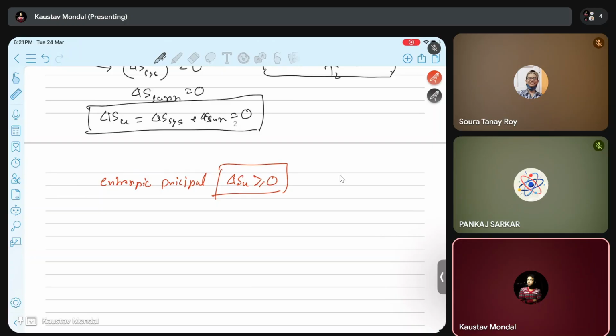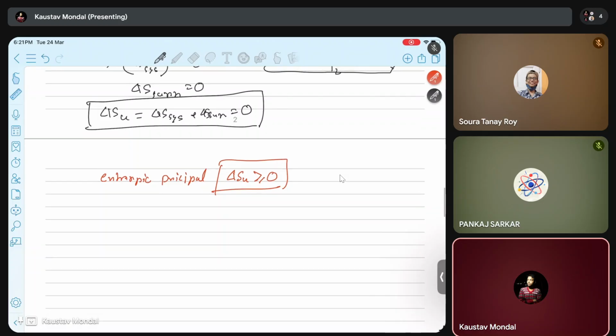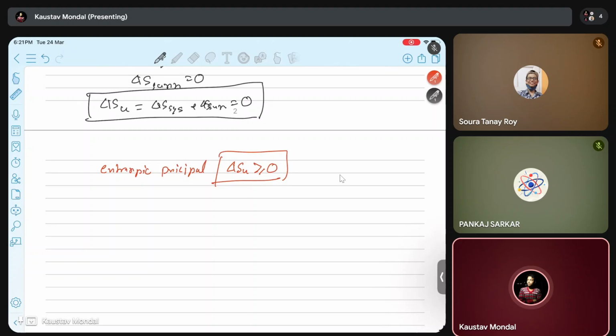So by increasing the entropy, the system basically wants to attain the equilibrium state. By increasing the entropy. So the entropy of the universe is always either increasing or it is equal to 0 for any kind of process.